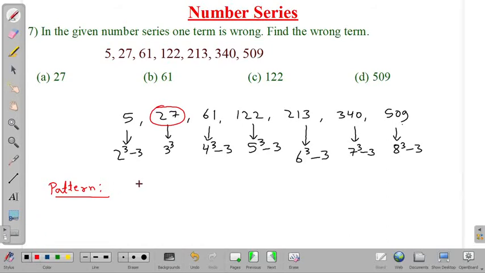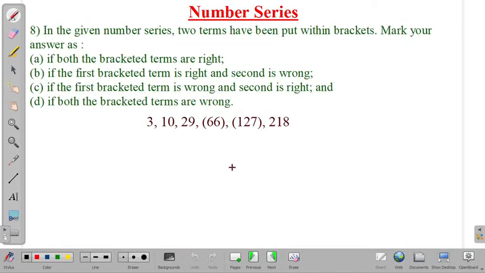If we see here, the pattern is 2 raised to the power 3 minus 3, then 3 raised to the power 3 minus 3, 4 raised to the power 3 minus 3, 5 raised to the power 3 minus 3, okay, 6 raised to the power 3 minus 3. So this is the pattern we are getting. So our incorrect term, that is the wrong term, is 27. So option number A is the correct answer. We will discuss the next problem.